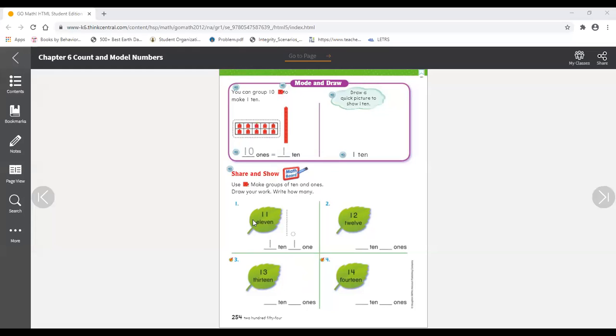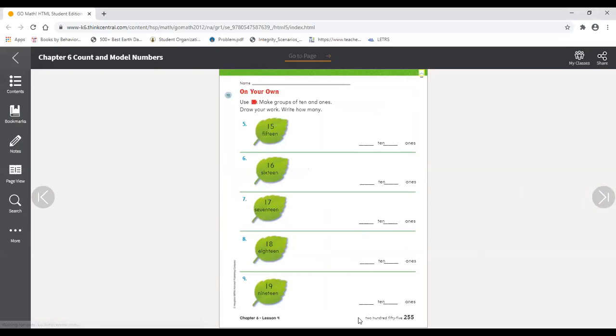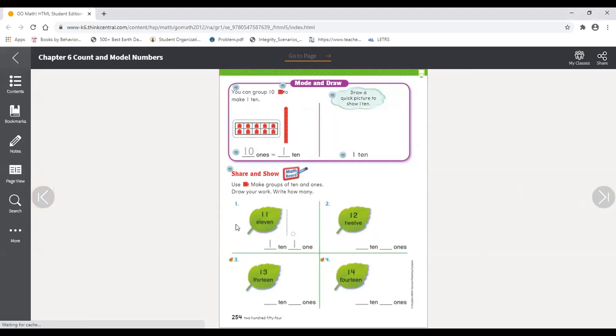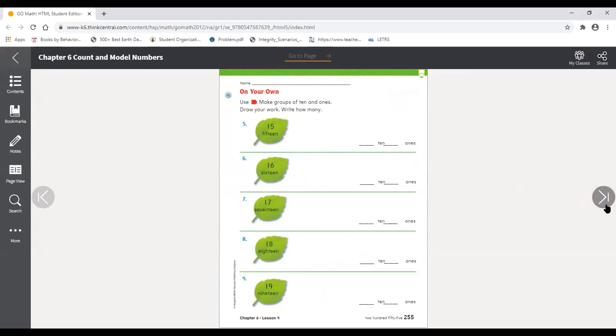So you're going to complete numbers 4 through 9 on page 255, making sure that you draw a quick picture right here in the middle, and that you write how many 10s and how many 1s are in the number that you see. So those are the pages that I am requiring you to do today, page 254 and page 255 in our Big Go Math book. And that completes our skill for today.